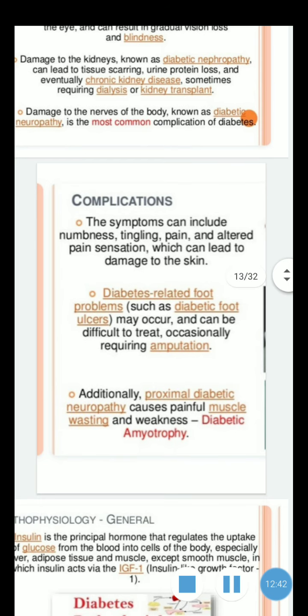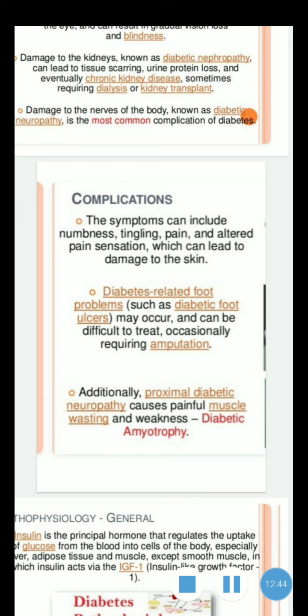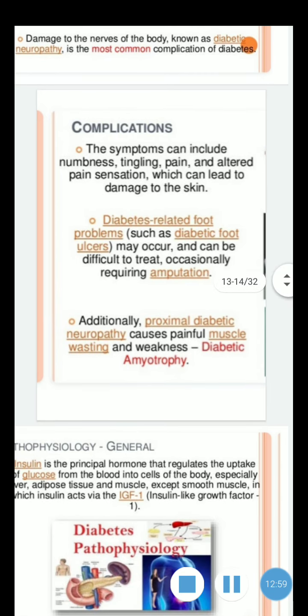Then next, diabetes related foot problems such as diabetic foot ulcer may occur and can be difficult to treat occasionally. Then next, additionally, proximal diabetic neuropathy. It can cause painful muscle wasting and weakness.